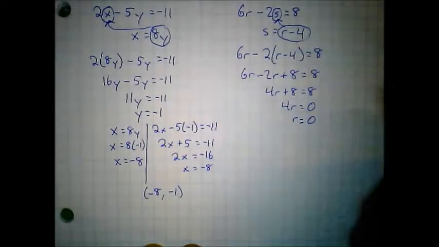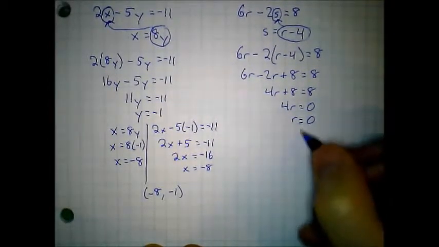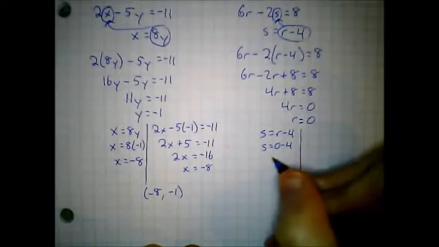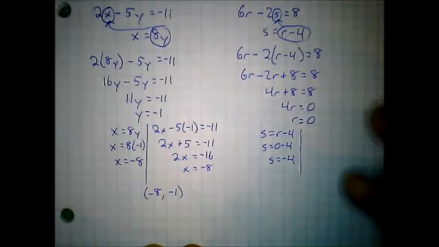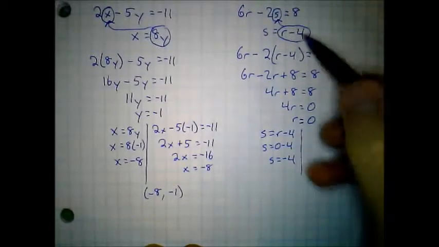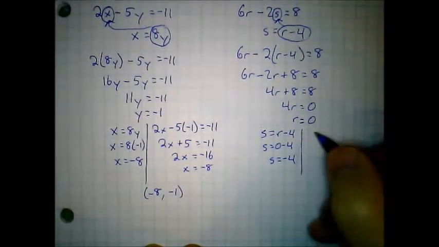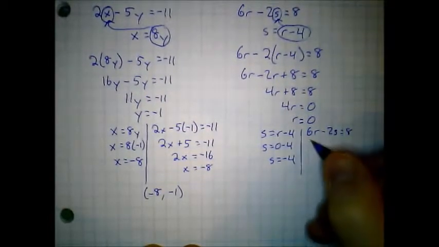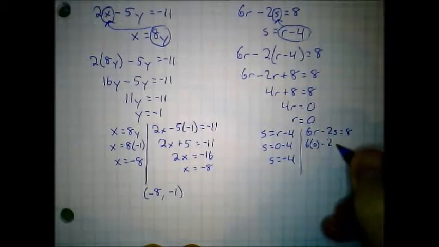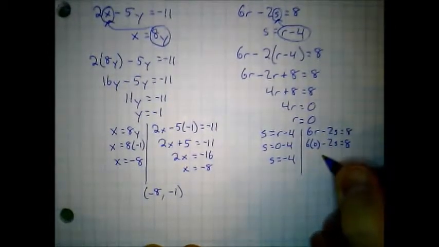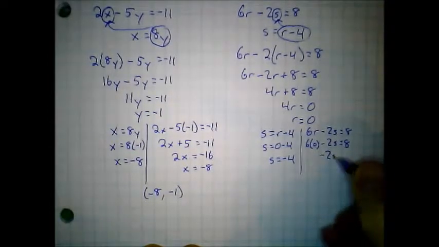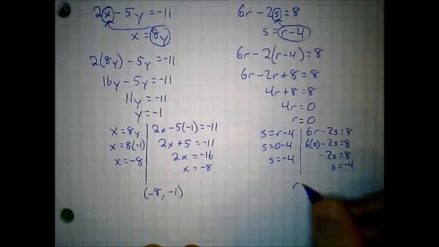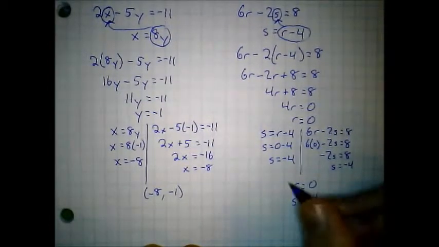Okay, so when r equals 0, we want to go back and figure out, well, what does s equal? So we know that s equals r minus 4. So s is going to equal 0 minus 4. So it's going to equal negative 4. So when r equals 0, s equals negative 4 in our second equation. In our first one, we have 6r minus 2s equals 8. R still equals 0, so we do 6 times 0 minus 2s equals 8. This is just 0, so we have negative 2s equals 8, which means s equals negative 4. We're happy because these are the same, so our answer is r equals 0, s equals negative 4.